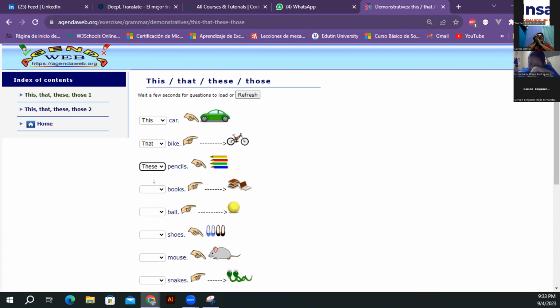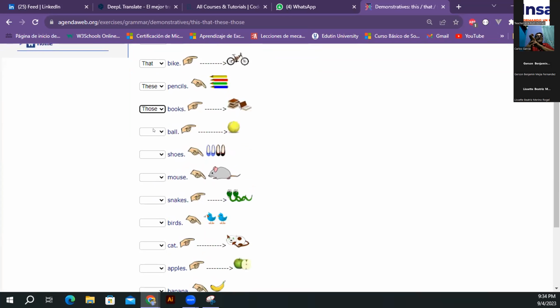This pencil. Are expensive. Are many colors. Those books are interesting. That ball. That ball is far, far away. These shoes belong to her. Belong to Crisia. This mouth. Belong es como pertenecer.